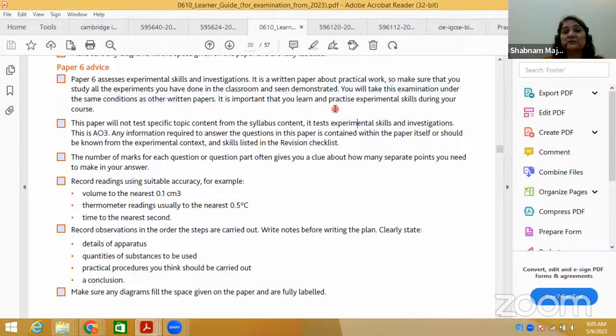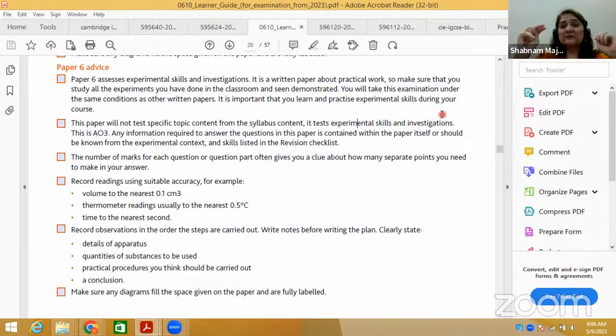It is important that you learn and practice experimental skills during your course. This paper will not test specific topic content from the syllabus. It tests experimental skills and investigations. Both streams, IGCSE and O-levels, must have gone through all the topics. There are some topics in which all the investigations are included, and some topics in which we need to focus on magnification questions regarding drawings. So investigations are very important.